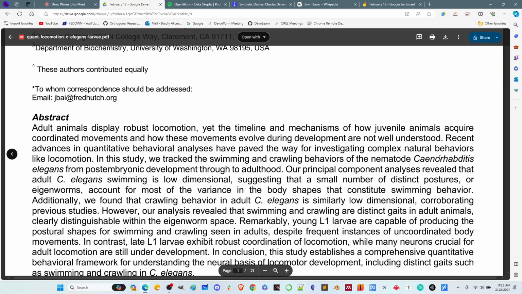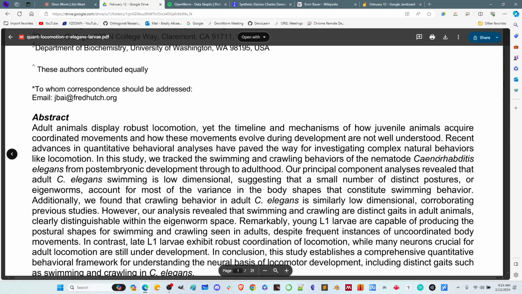The principal component analysis revealed that adult C. elegans swimming is low dimensional, suggesting that a small number of distinct postures, or eigenworms, account for most of the variance in the body shapes that constitute swimming behavior. So they don't have a lot of different distinct types of movement. When they move, they use very stereotypical movements. They might undulate back and forth at a certain frequency, and they might have 3 different modes of doing that, and that's about it. So they don't do these individualistic sort of adaptive movements.